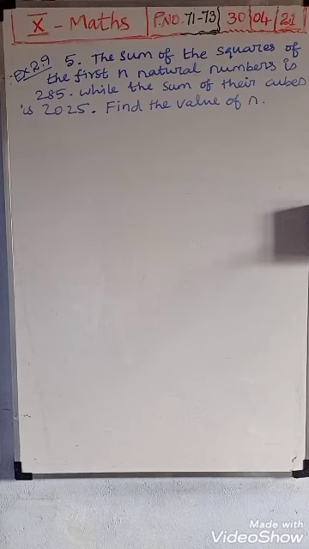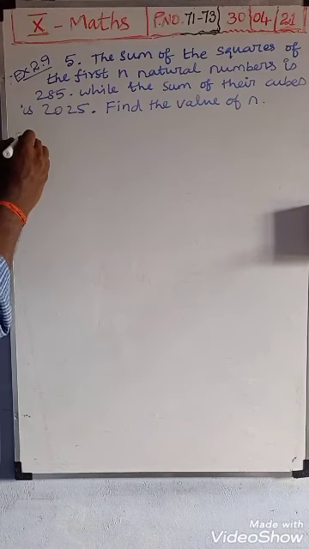The answer is 285. Then next, the sum of their cubes is 2025. Sum of their cubes means 1 cube plus 2 cube plus 3 cube up to n cube is equal to 2025. Then find the value of n. Using these two conditions we want to find the value of n. So for that, see the solution first.